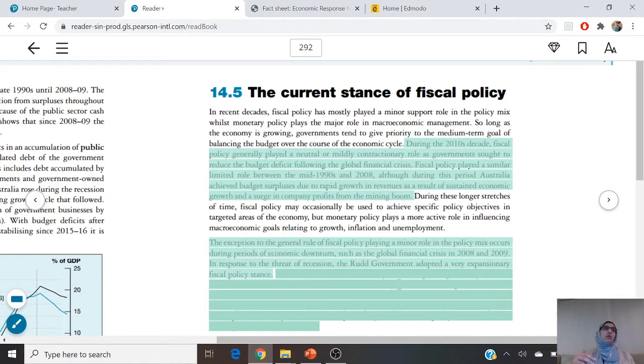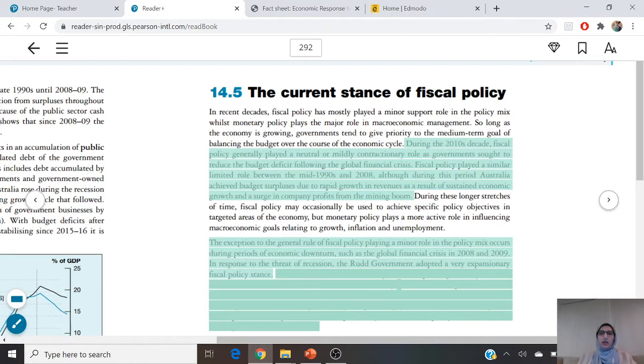Last year in June, they reduced the interest rate to 1%. Then I guess towards September, October, they reduced it to 0.7%. And right now, we all know in March, they reduced it to 0.25% because, again, we are officially in recession. So it's a lot easier for them to implement monetary policy than fiscal policy. And fiscal policy hasn't played a very big role in the past 10 years as compared to monetary policy. Monetary policy has played a very big role, right? So again, in recent decades, fiscal policy has played a minor support role in the policy mix, whilst monetary policy plays a major role in macroeconomic management.